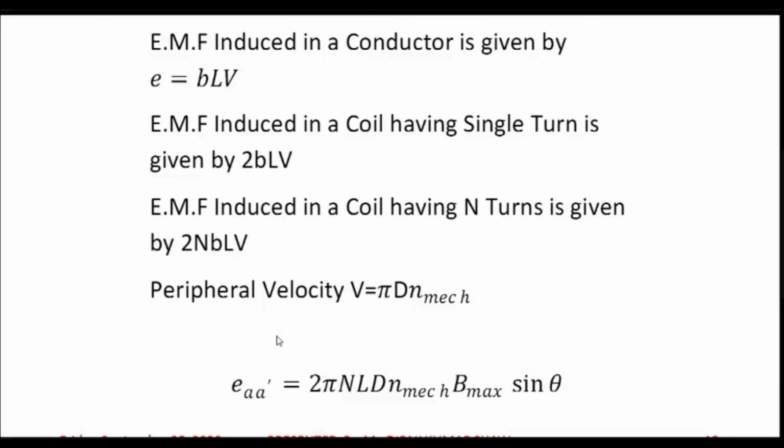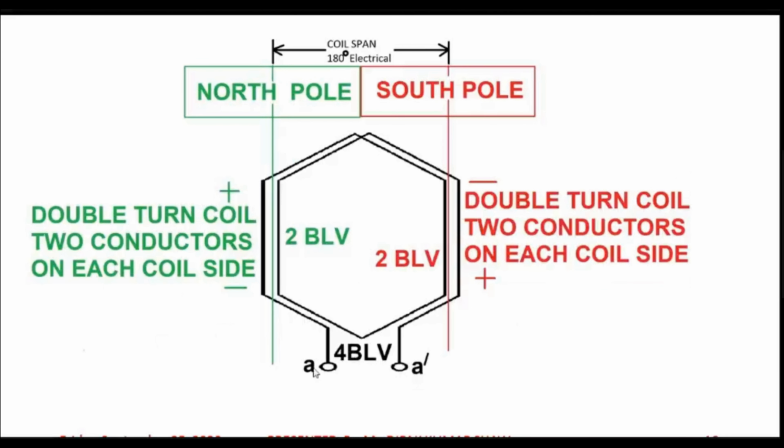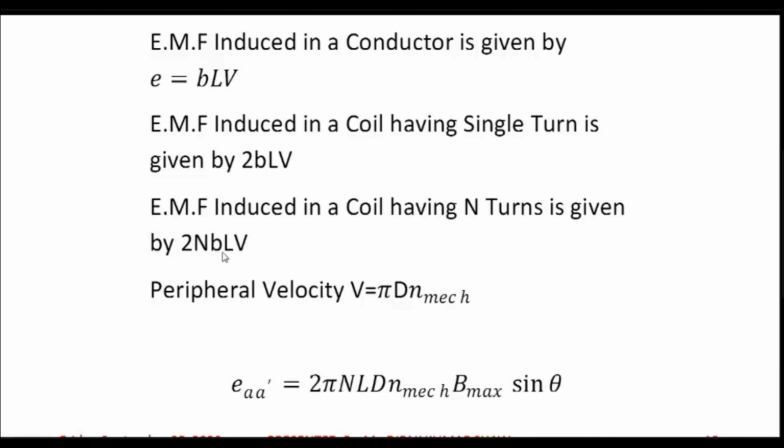Now for this coil, the terminal voltage, that means the voltage which will be available across the terminals A and A dash, would be given by 4 BLV in case it is a double turn coil. But if it is an n turn coil, it will be given by 2n BLV, because there will be n BLV EMF induced for this coil side, and there will be n BLV EMF induced for this coil side on the south pole. So when you take the algebraic sum, you get 2n BLV. So that is what is written here, 2n BLV.